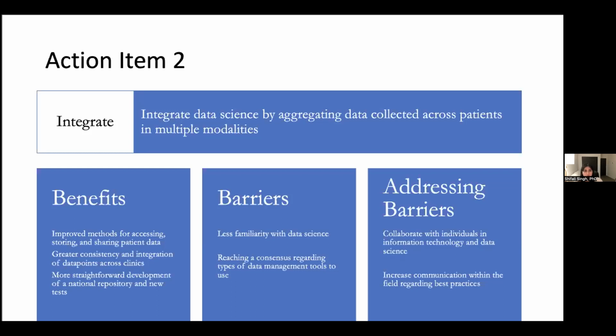And so being able to incorporate this in an efficacious and sustainable way might be difficult. And also reaching consensus regarding types of data management tools to use, right? The bottleneck being training to use those tools. So I think the best way to address that barrier is collaborating with individuals in information technology and data science, and just increasing communication regarding best practices.